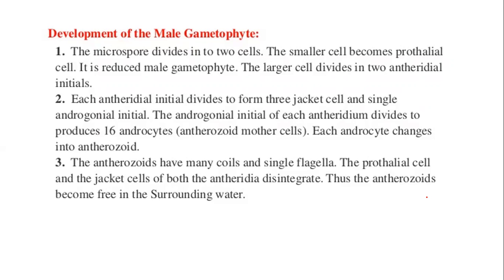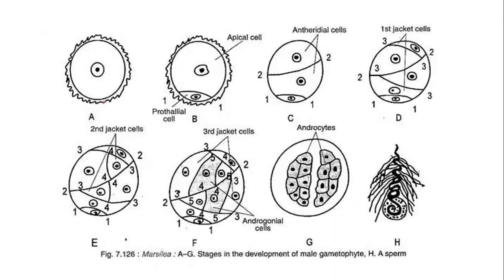Now, what is this gametophyte here? The microspore will develop into the male gametophyte and the megaspore will develop into the female gametophyte, or a female gametophytic plant. So how is that? You can see here. This is a microspore, which is produced from the microsporangia.